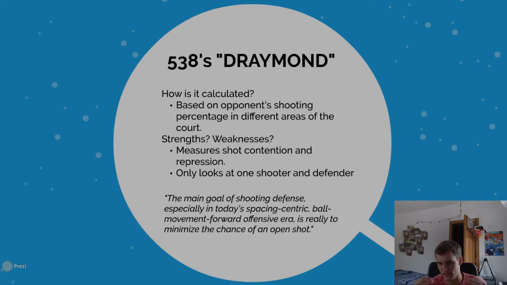And the theory behind this is kind of encapsulated in this quote that I've included at the bottom of this bubble. It says, "The main goal of shooting defense, especially in today's spacing-centric ball movement forward offensive era, is really just to minimize the chance of an open shot." So, when most offenses are now geared towards just taking the first open shot they can find, or getting a double team to commit to stopping a player getting into the paint so you can get an open three, what really qualifies as good defense is just limiting the chances that the offense gets open shots. And that's what the Draymond metric tries to isolate.